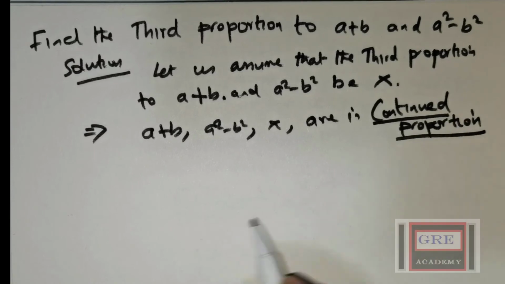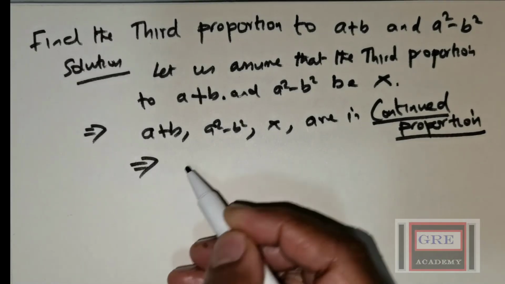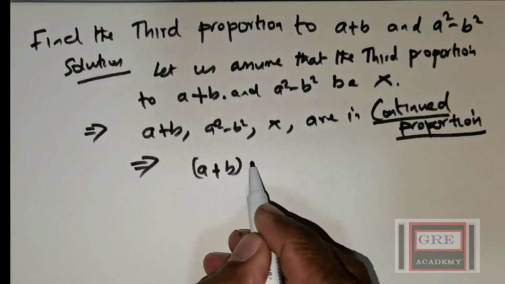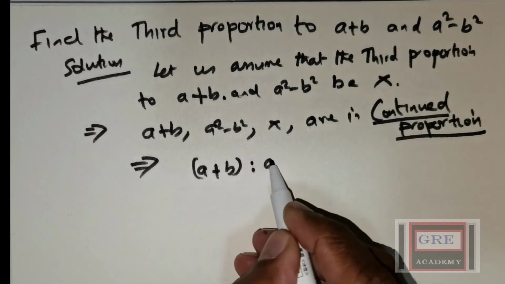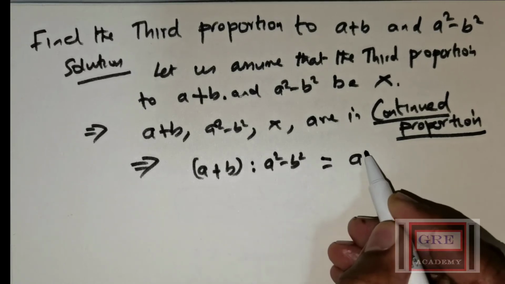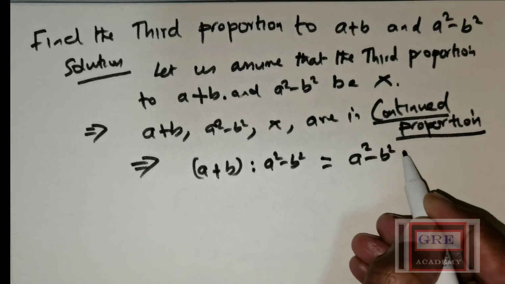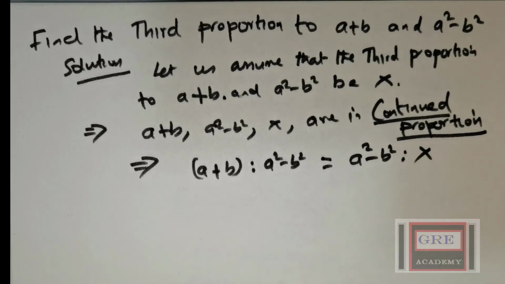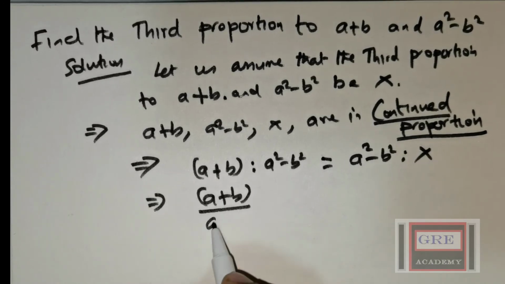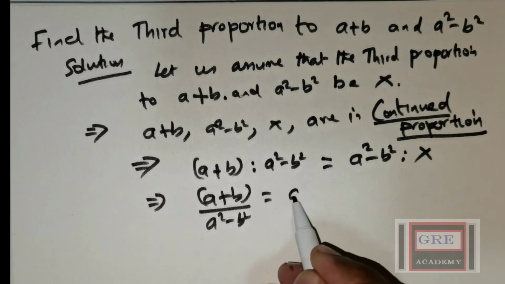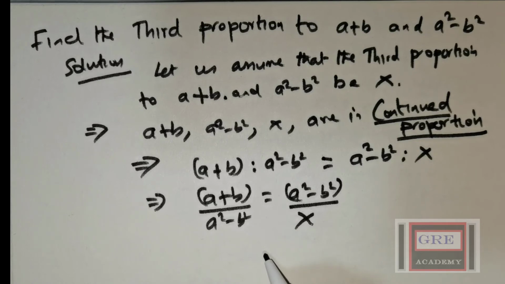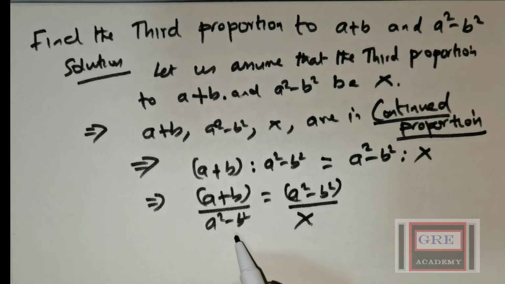Okay, that is the understanding of this. So this would mean that (a+b) has a proportion with (a²−b²), and that has to be equated to (a²−b²) with x. So when I rewrite this, it is (a+b)/(a²−b²) equal to (a²−b²)/x. So this is what I need to have.